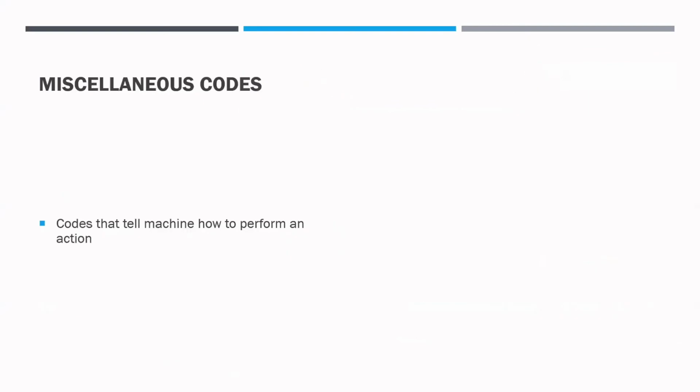Now we will be talking about miscellaneous codes. What are miscellaneous codes? Miscellaneous codes can be defined as the lines of a program that tell the machine how to perform an action. A line of a program might also include M codes. Miscellaneous codes can also be referred to as M codes, which are generally codes that tell the machine how to perform an action.